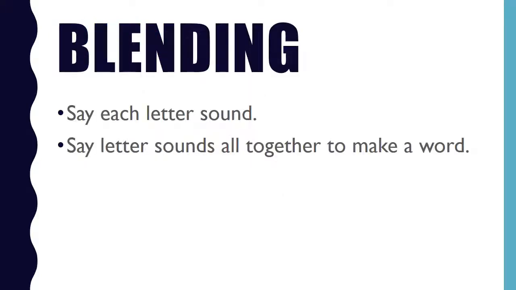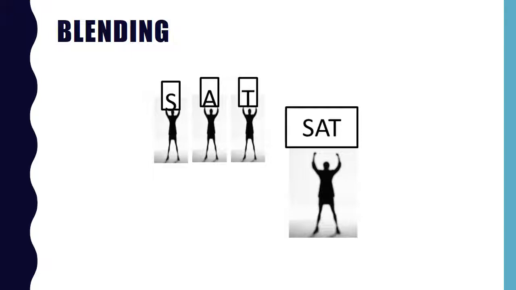Blending is combining the sounds of different letters into one word. Blending has two steps. First, say each letter sound in the word. Second, say the sounds all together to make a complete word. You did a great job blending today. Continue practicing blending words with your teacher so you can become a more fluent reader.